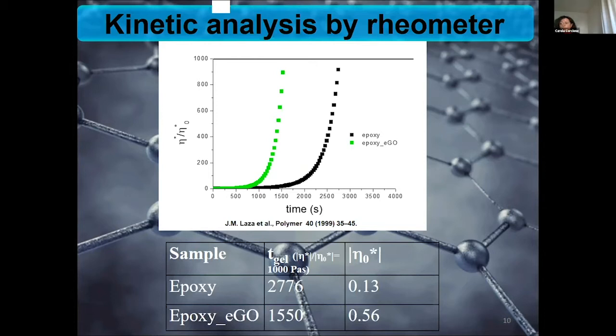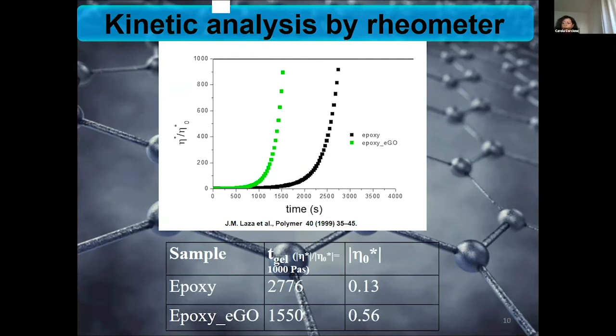But the criterion corresponding, for example, also to the crossover between the two moduli, so G' and G'', is also well known, and at this point the system presents not only a viscous behavior but also an elastic response, storing the same amount of energy that was dissipated. So a long discussion between all the authors of this work was done in order to establish what is the best criterion to be used in this case.